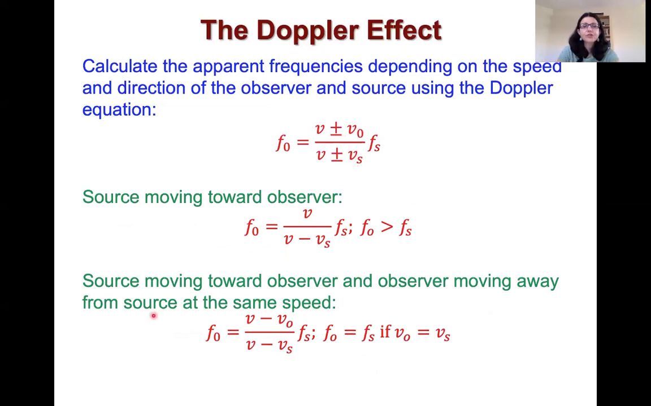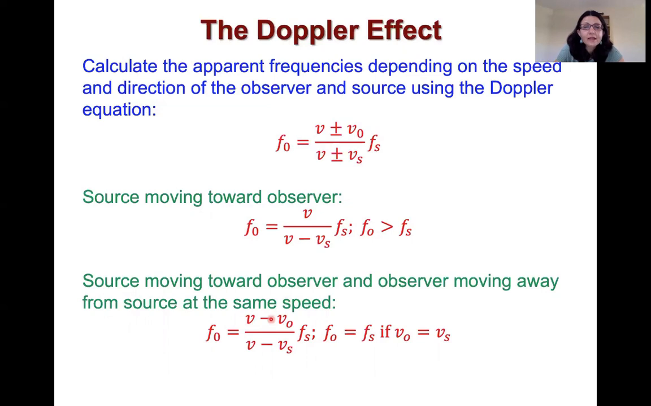So in other words, the source is moving towards the observer while the observer is moving away from the source at the same speed. So what you see when that happens, the relative distance between the source and the observer doesn't change. So in fact, nothing should change. The apparent frequency shouldn't change either. And that's exactly what we get.